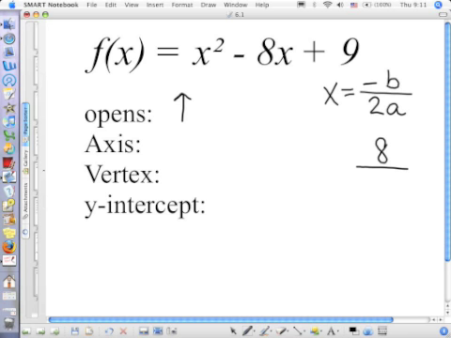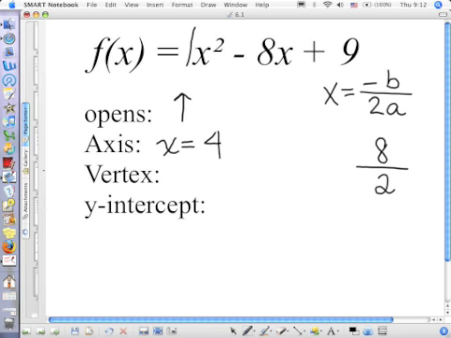Over 2 times, what is the coefficient of your x squared term understood to be? 1. Over 2 times 1. So my axis of symmetry is x equals 4. 8 divided by 2 is 4. Okay, so I have a parabola opening up, shifted to the right of the y-axis. A is understood to be 1. If there's no number in front of a variable, it's understood to be 1.